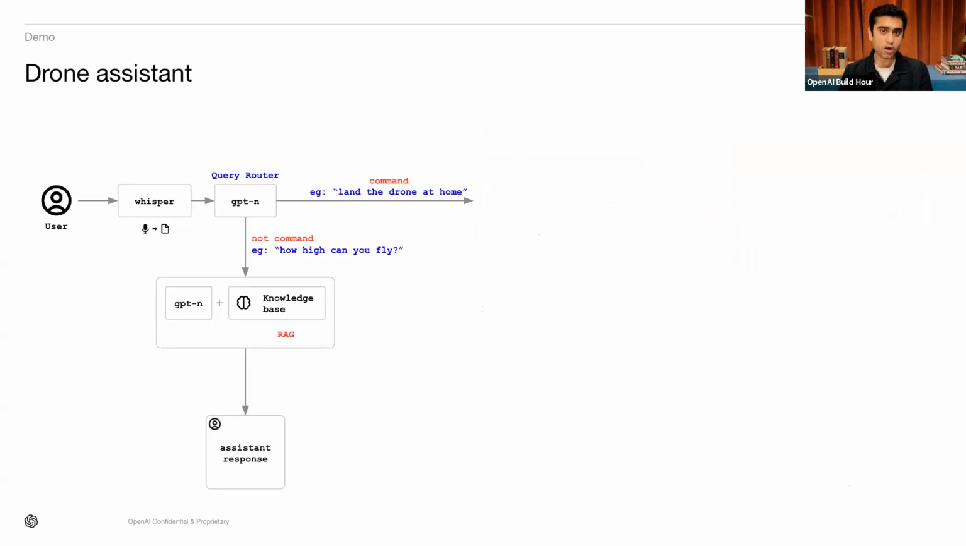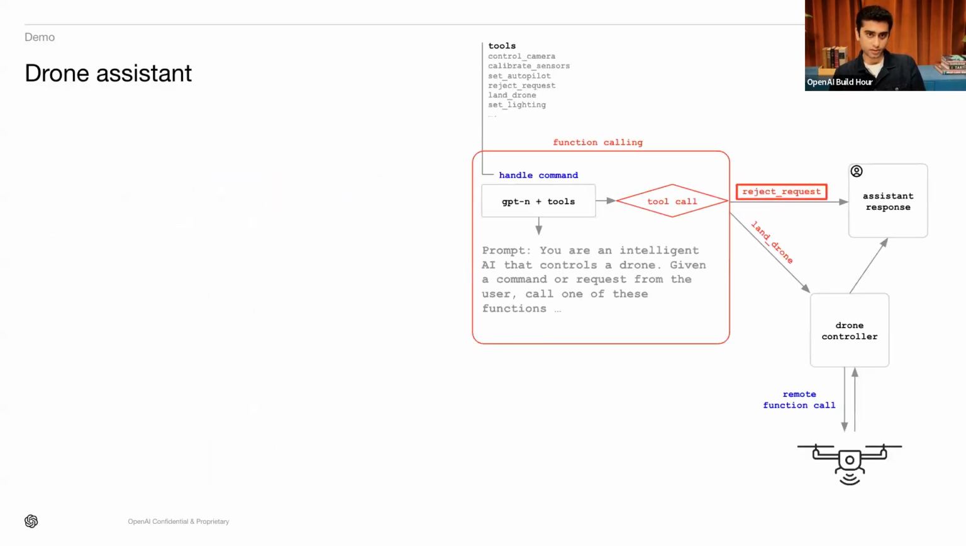So the requests which are not commands are handled by querying a knowledge base and responding with relevant information. So this is our typical RAG approach. An example of this is when you ask the drone, like, how high does it fly, or what are you capable of doing? And so if the input is recognized as a command, like land the drone, it routes the request to a command handling module, which is the next slice of this diagram.